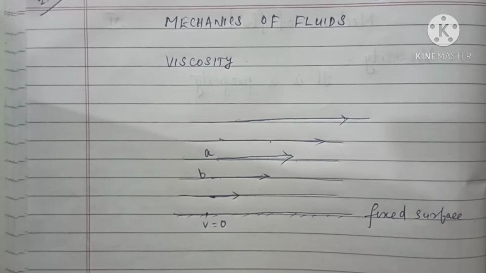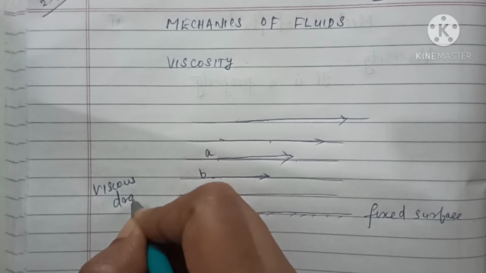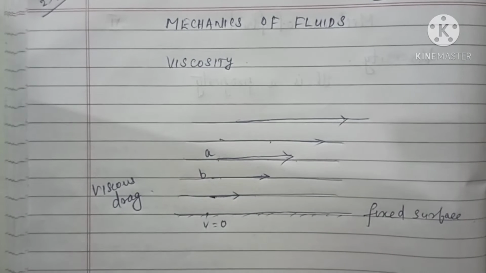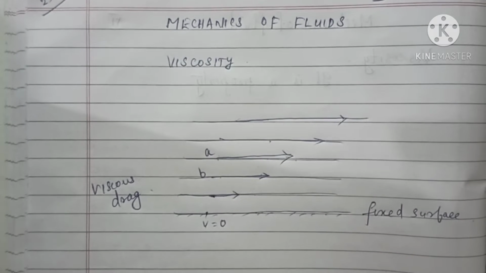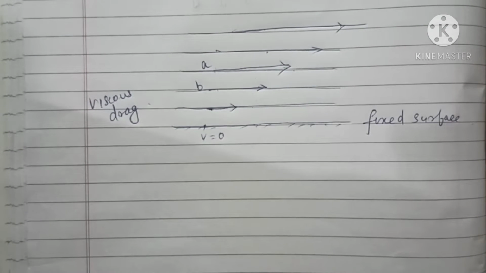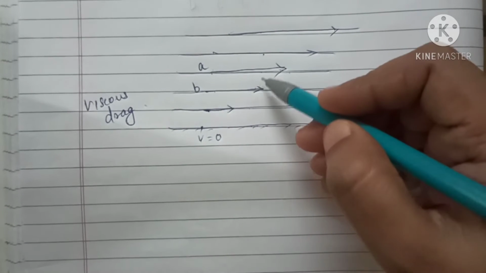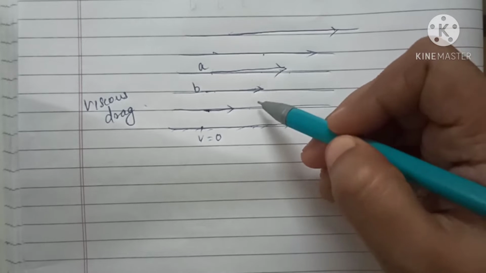Understand? And this backward force is known as viscous drag. What is that? Viscous drag. That is the backward dragging tangential force. Understand? Backward dragging tangential force. You can call it F. It is known as viscous drag. And what will this viscous drag do? It will always tend to destroy the relative motion. Understand? Relative motion means we can only express relative motion with respect to two layers.